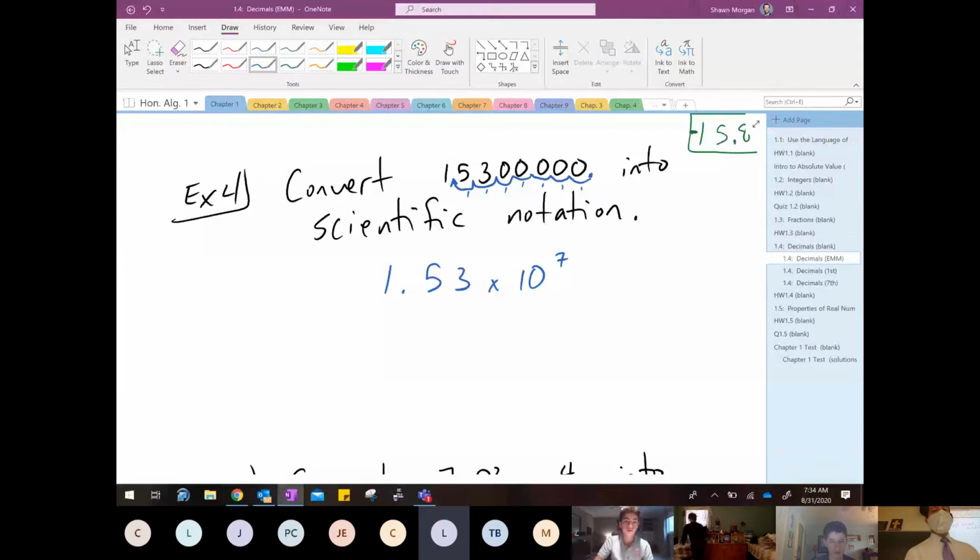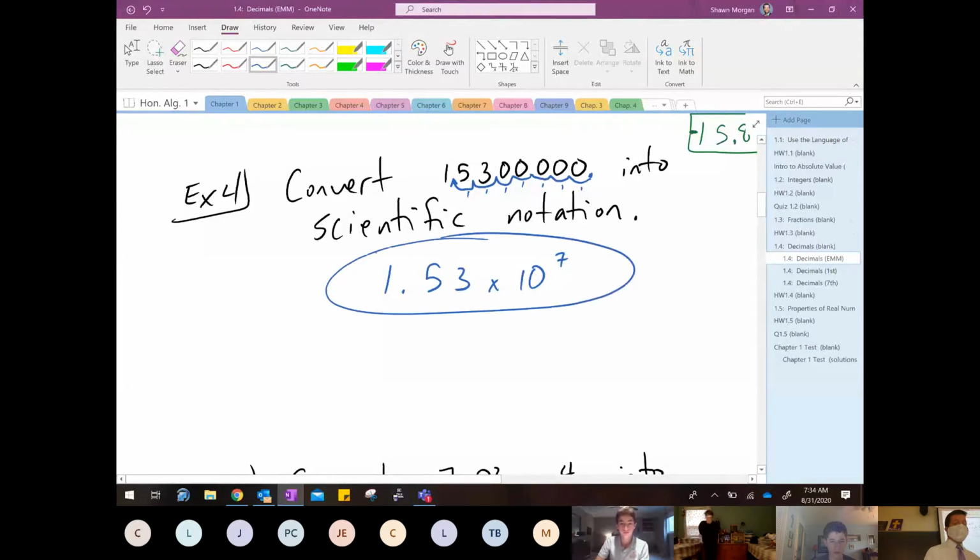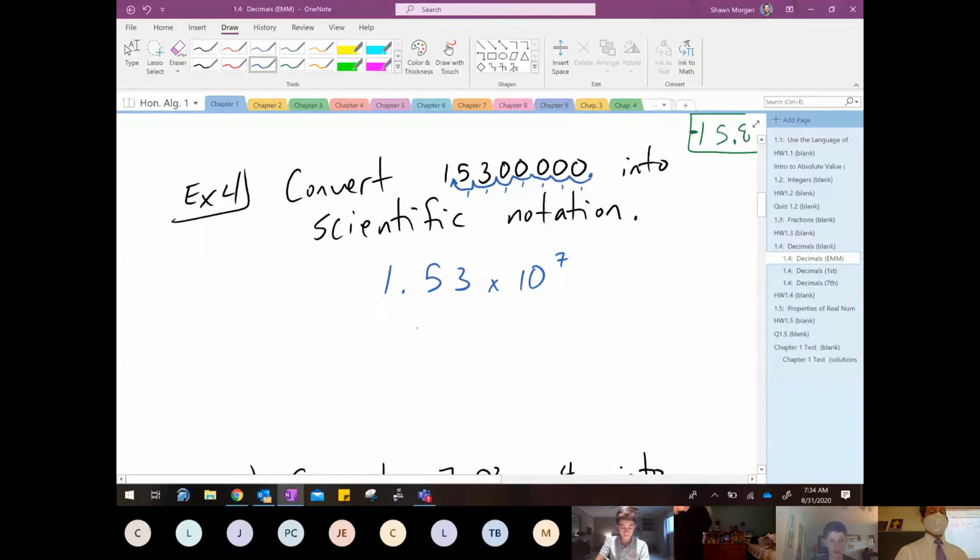But this is a much more convenient way of writing it, especially when you consider the shorthand notation that you'll sometimes see on a calculator: 1.53 and then a shrunk-down capital E, and then the number 7. Both of these are synonymous, the same thing notation-wise. You've probably seen the one on the top, but maybe not the one on the bottom, so be familiar with both of them, okay? So that's a really big number. That's 15.3 million, okay?